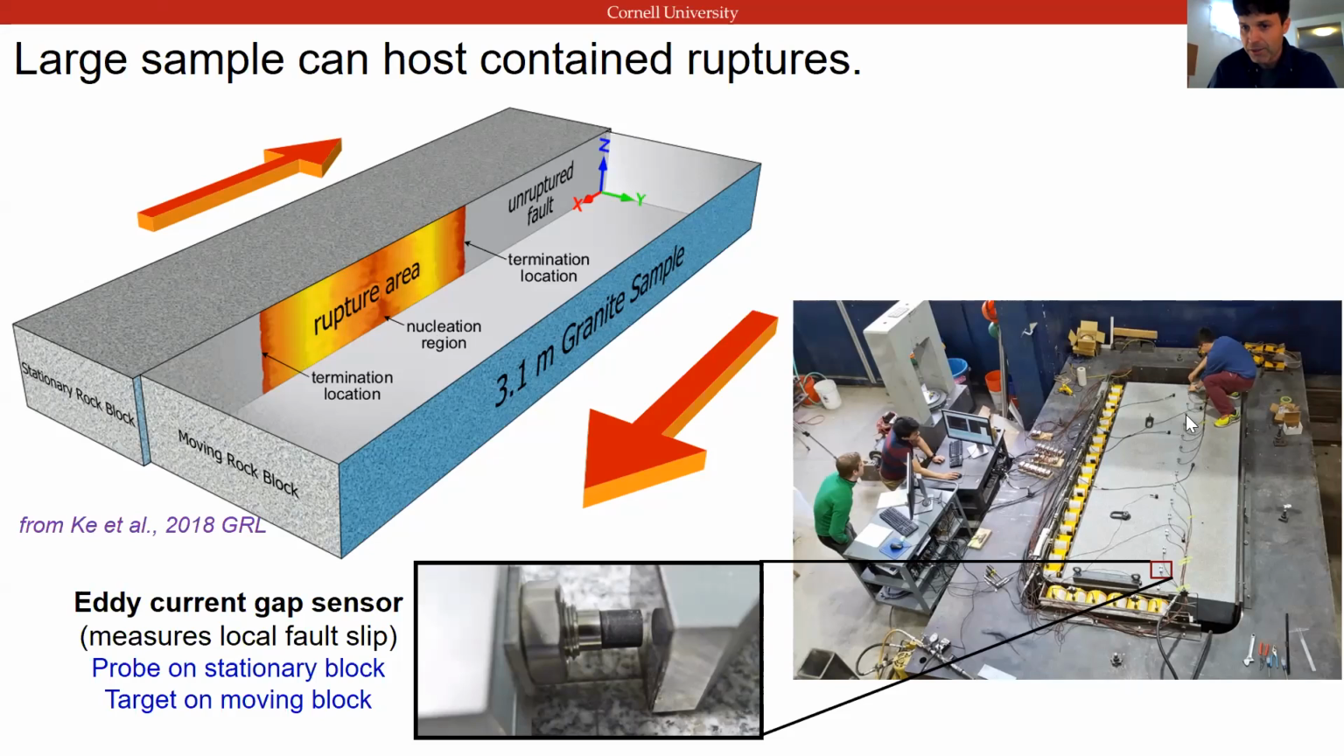Basically, we have a line of sensors going down the sample that are local slip sensors. They're an eddy current displacement sensor. The probe here is glued to one of the blocks. The target is glued to another block. And when local slip occurs, a little gap opens up between the probe and the target. So we can measure slow aseismic slip this way. We can measure rapid dynamic slip this way. And we can measure the distribution of slip along the interface at 16 locations.